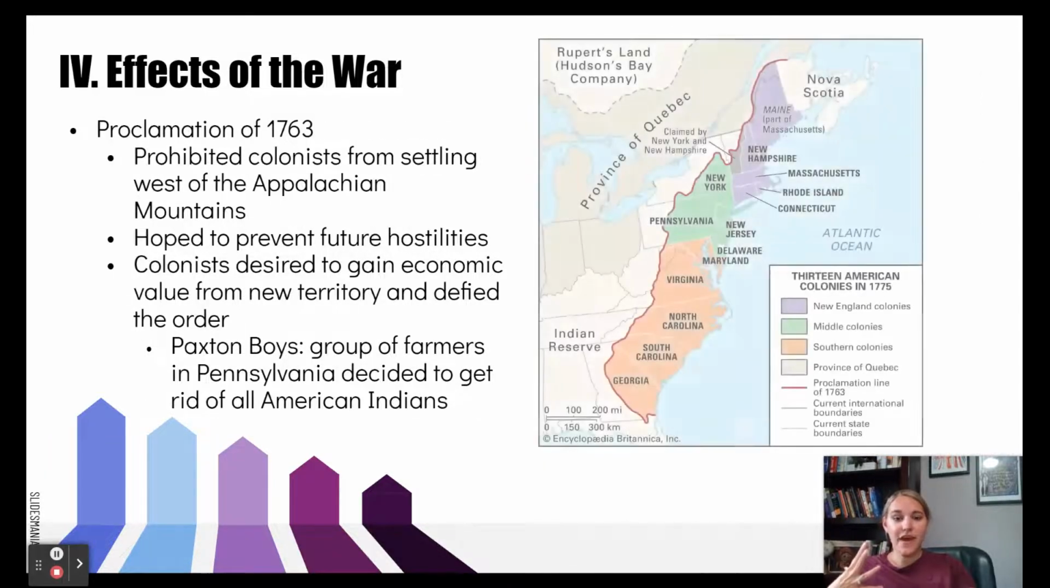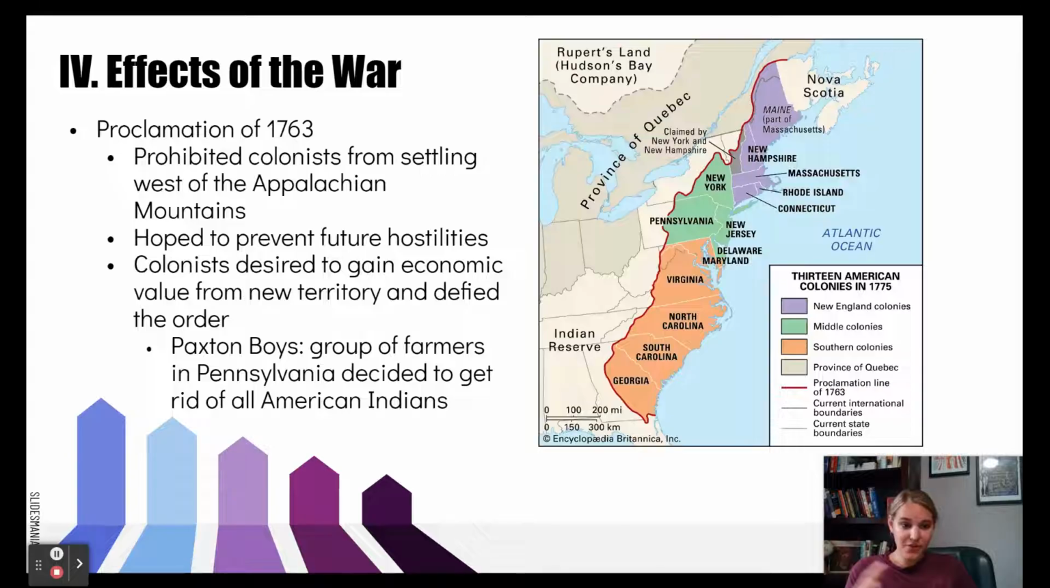So what are the effects of the war? Here's the final one for you. In connection to the increased conflict with American Indians, we see the British pass what's called the Proclamation of 1763. And this is creating this imaginary red line around the 13 colonies that prohibits the colonists from settling west of the Appalachian Mountains in hopes that it would prevent future conflicts with American Indians.